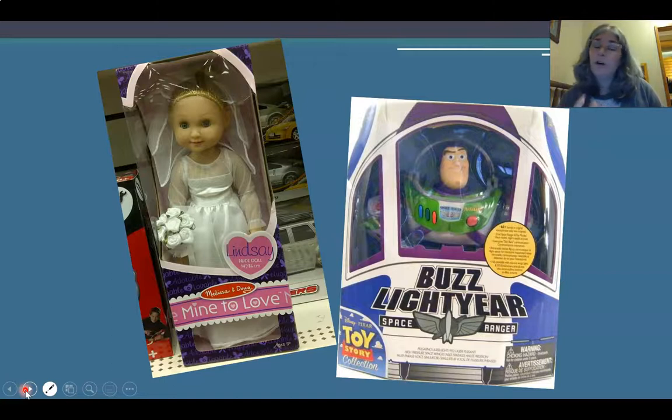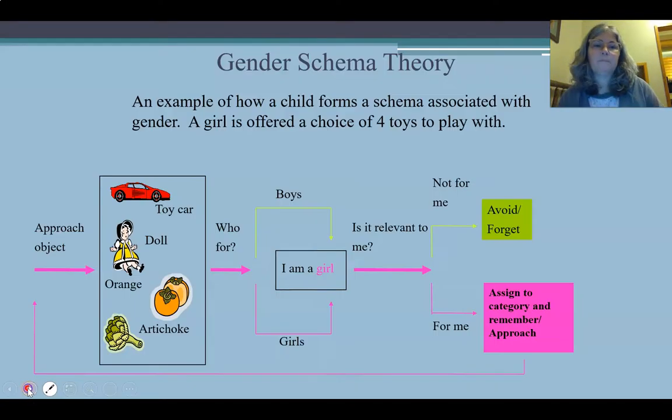These were two dolls of similar size for boys and girls. So check this one out. She's a bride. And she's mine to love. And then Buzz Lightyear, who has wings that pop out and he talks and things. Very different in terms of how you would play with these two dolls and the message that they're sending.